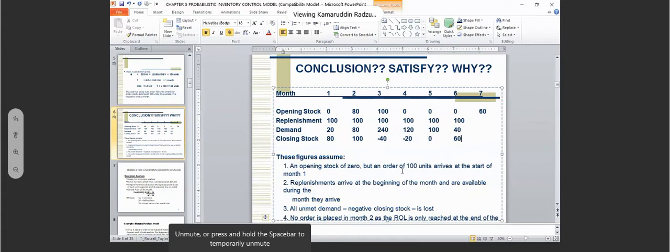So this shortage and excess of inventory, of course, gives a high impact to the organization in terms of increased cost and also a decrease in the customer service level.